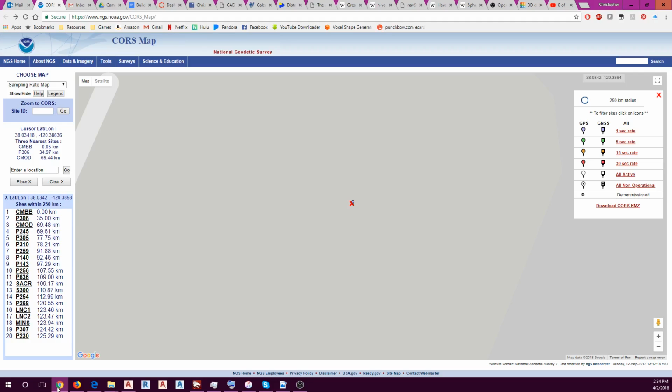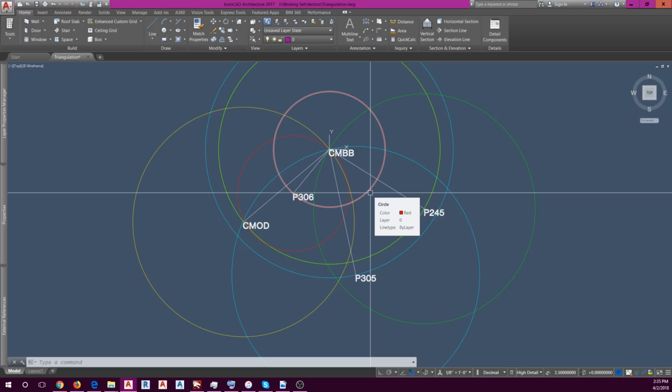But notice that each of these radii, so this right here, this red circle, is a circle that represents the distance between the origin point and the P306 anchor point. And that same circle is copied over here to prove that it actually goes through it. This is the anchor point. This is an anchor point. This is an anchor point. This is an anchor point.